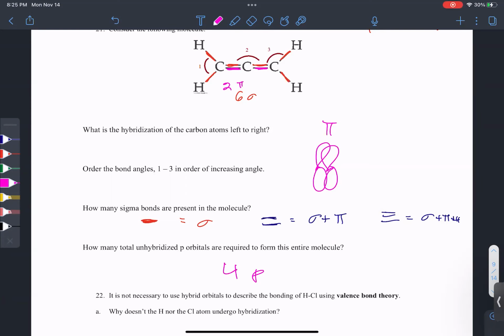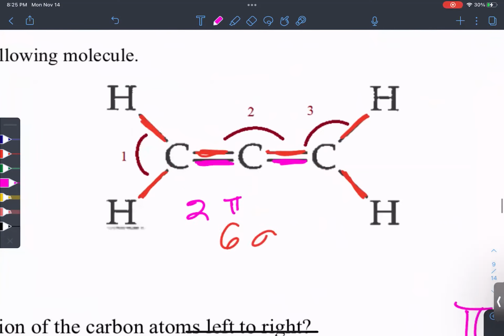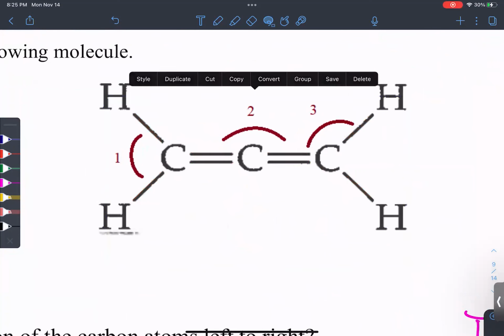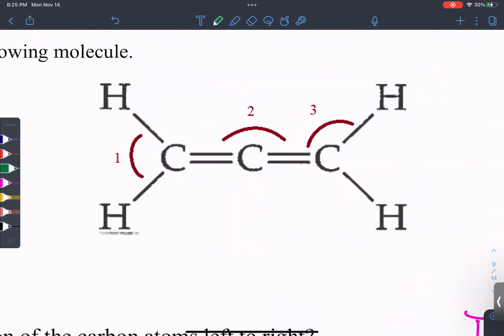Let me show you something. Let's go back up here. What's the hybridization of that first carbon? sp2. The next one? sp. Then the next one?